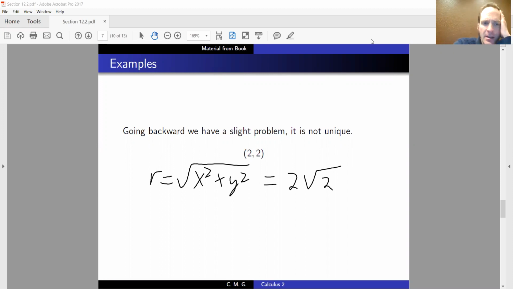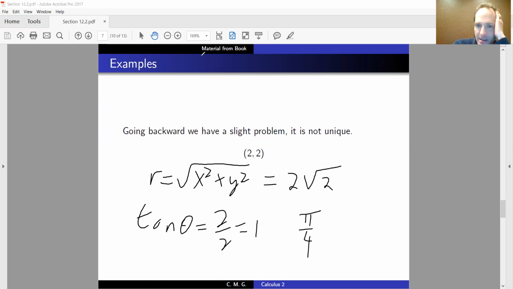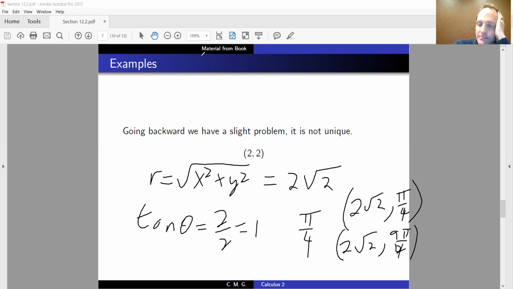And then theta, well, the tangent of theta will be 2 over 2. You just get 2 over 2 there for the tangent, which is just 1. And so the inverse tangent of that is pi over 4. So one way to describe this point is radius 2 root 2, angle pi over 4. Another way to describe this would be radius 2 root 2, angle 9 pi over 4. So add 2 pi to that.